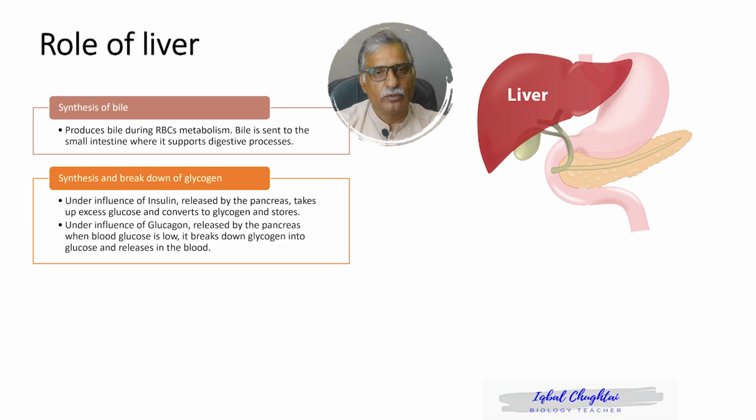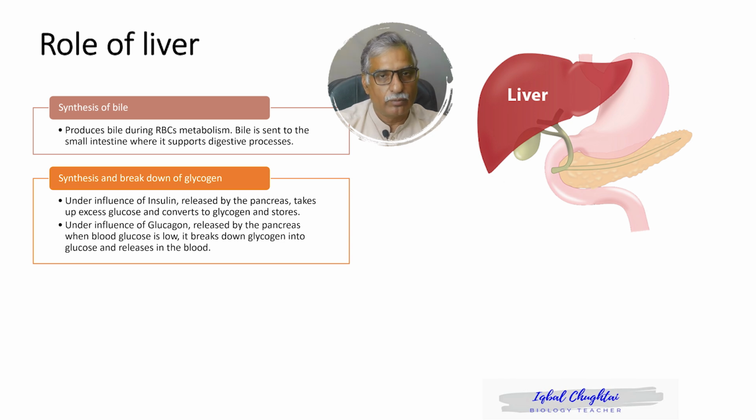Similarly, when blood glucose concentration starts declining, at the same time the pancreas produces a hormone known as glucagon that interacts with the liver cells, and the liver, in response to that glucagon, hydrolyzes stored glycogen into glucose and releases it into the bloodstream.